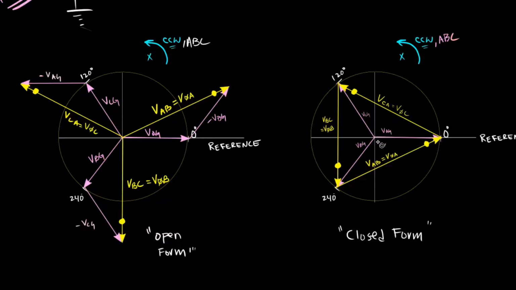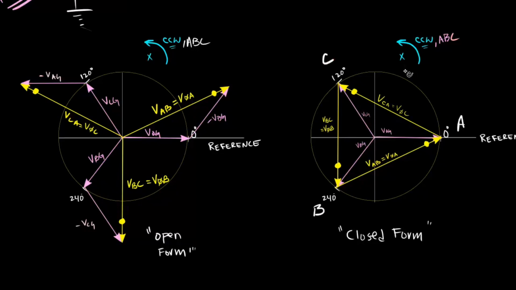Now, this phasor here, that's VAG, and it's pointing to this corner of this triangle. So I'm going to call this A. Okay, this is VBG, and it's pointing to this corner here, so I'm going to call this B, and this is VCG, it's pointing at this corner here, so I'm going to call this C.